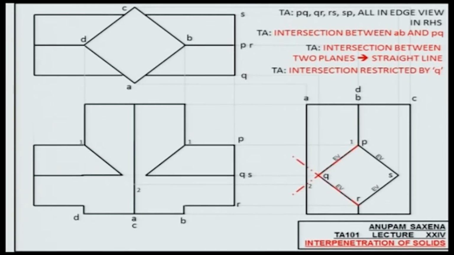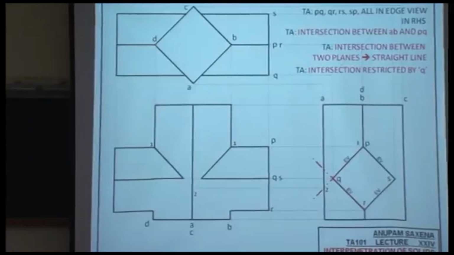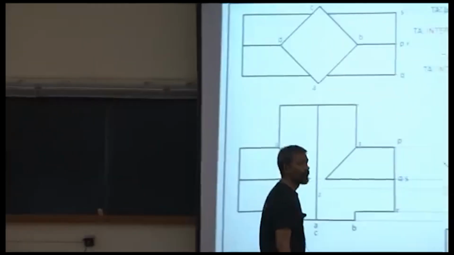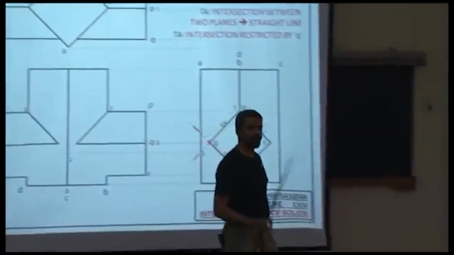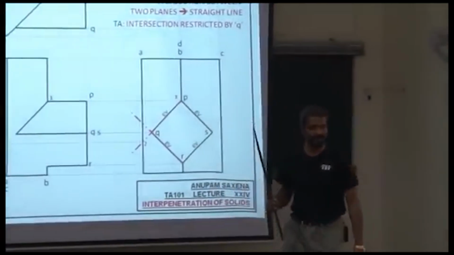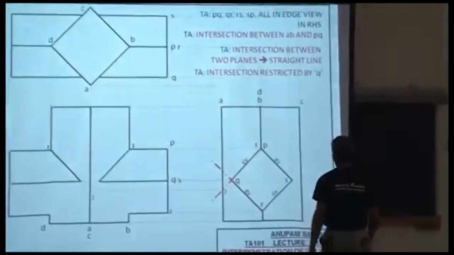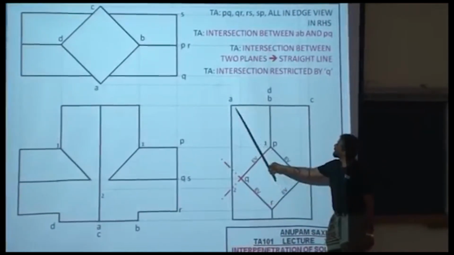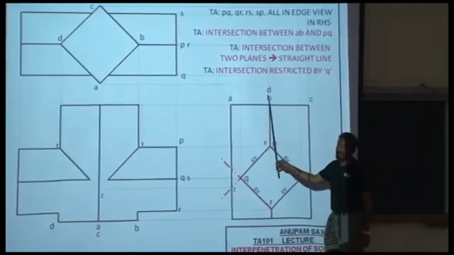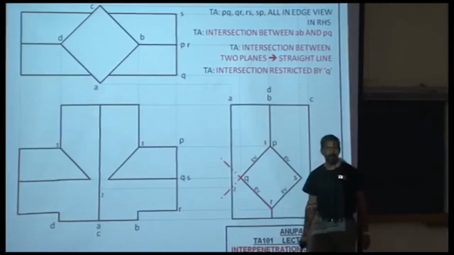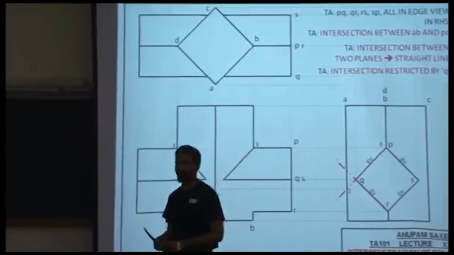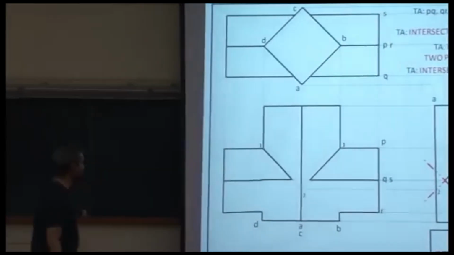Second guy, intersection between which of the 2 planes? QR and, well, are you solving the intersection between 2 planes or 3 planes? Notice, this is QR, and QR is intersecting with plane AB and plane AD on the back side. So be very careful, and that's the reason why labels help. All right, so extend this.